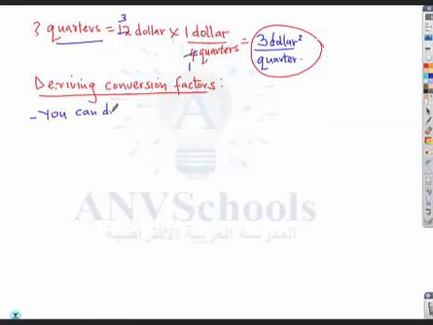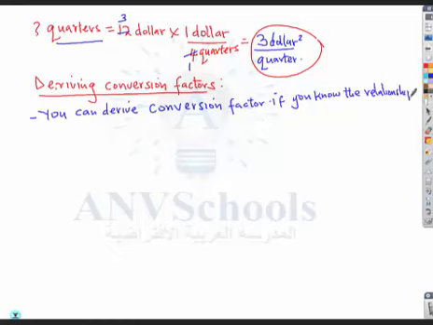You can derive a conversion factor if you know the relationship. So the main point here is the relationship between the units. In order for you to derive the right factors, you have to know the relationship between the unit you have and the unit you want.